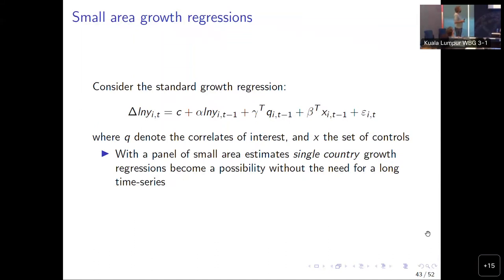And so the nice thing is that in this case, if you run this growth regression at the small area level, it opens the door to doing this type of analysis, right? Look at the drivers of growth, even for one particular country. Conventionally, a lot of the empirical growth literature relies on cross-country data. But in this case, you could tailor your empirical analysis on a very specific country, and you're exploiting the cross-sectional variation that you observe within that country.